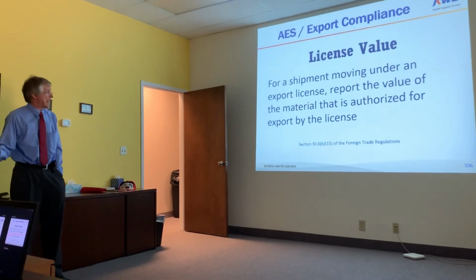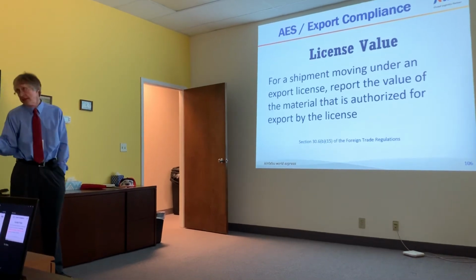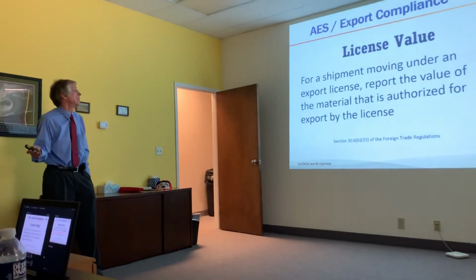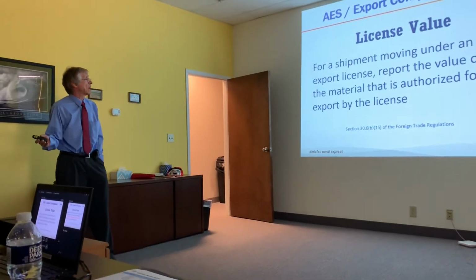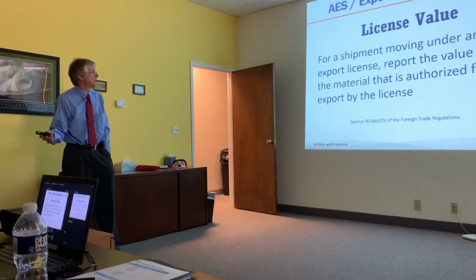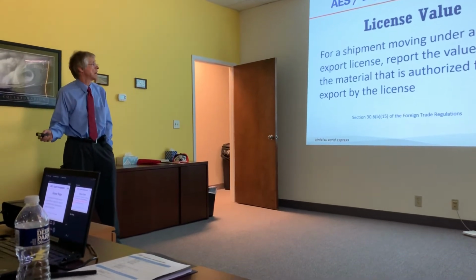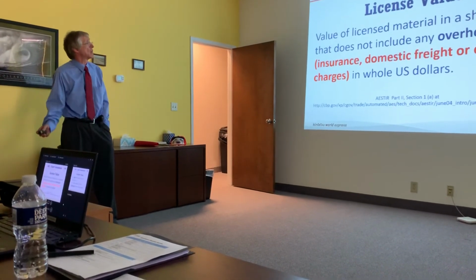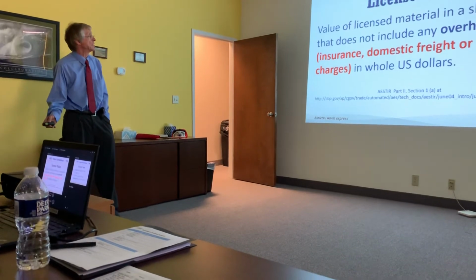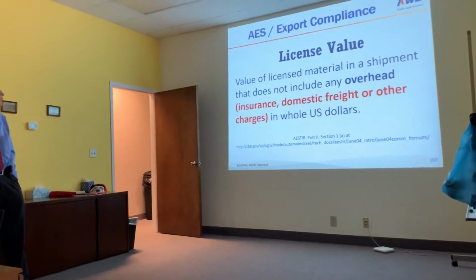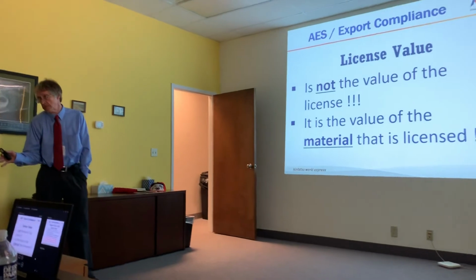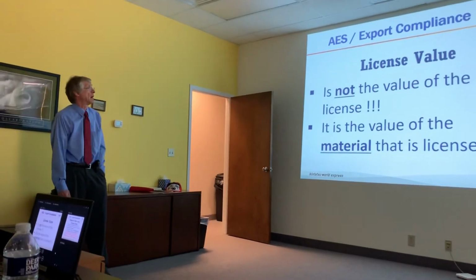All right, license value. That is a data element in AES, and it seems to trip up a lot of people. For a shipment moving under an export license, we are to report the value of the material that is authorized for export by the license. It is the value of the licensed material in a shipment, not including any overhead, insurance, domestic freight, or other charges, in whole US dollars. License value is not the value of the license. That's what a lot of people get confused about.